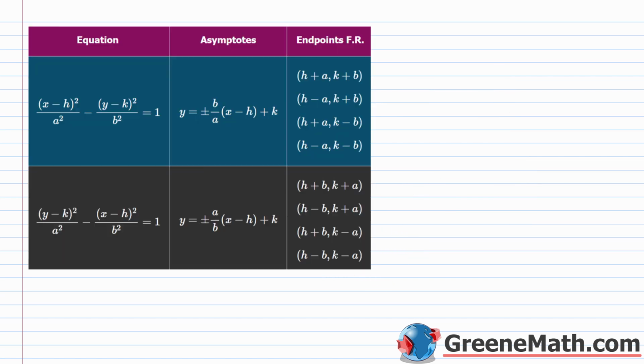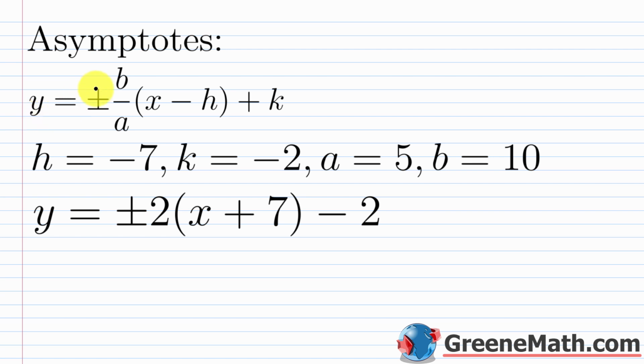All right, so getting the asymptotes and the endpoints for the fundamental rectangle, you're going to be working with this top row right here. For the asymptotes, you have y equals plus or minus b over a times the quantity x minus h, and then plus k. H is negative 7, k is negative 2, a is 5, and b is 10. So if we do b over a, well, that's 10 over 5, which is 2.